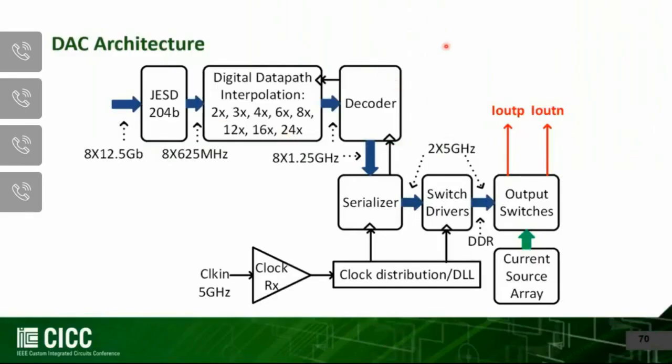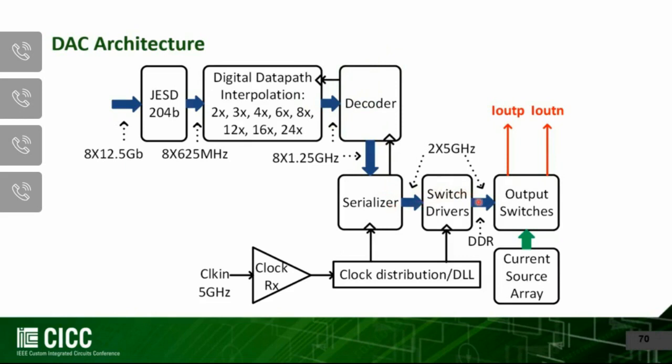This block diagram represents the DAC architecture. Starting from the upper left, there are 8 12.5 gigabit per second serial lanes that provide up to 5 gigasamples per second at 16 bits. The DAC has signal processing that can be configured from 2 to 24 times interpolation for both wideband and narrowband applications. The output from the top digital section is fed to the decoder for segmentation, and multiple parallel paths from the decoder get serialized up to the DAC rate.